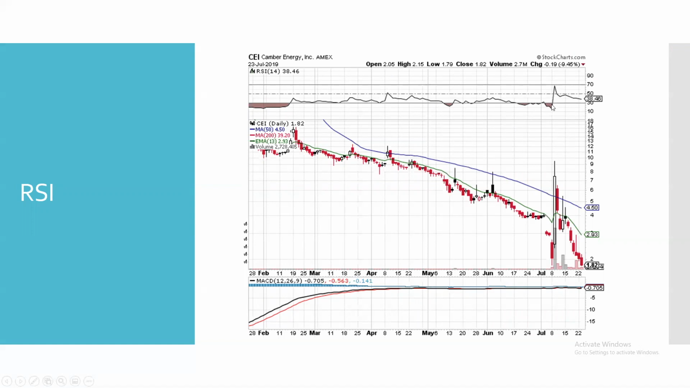So let's break it down. RSIs are going to be 0 to 100, okay? So it goes from 0 to 100. But where the stock wants to be at all times is between 30 and 70. Anything below a 30 is considered oversold, and anything above a 70 is considered overbought. All right? So how can this help us?